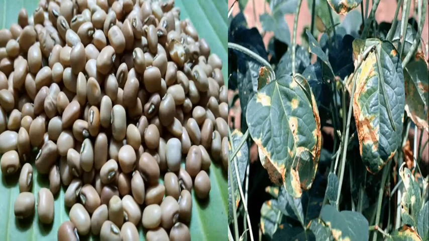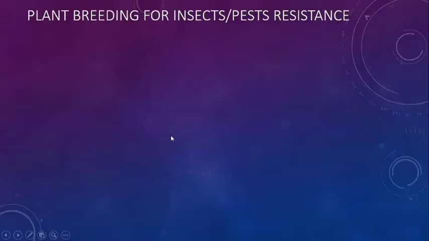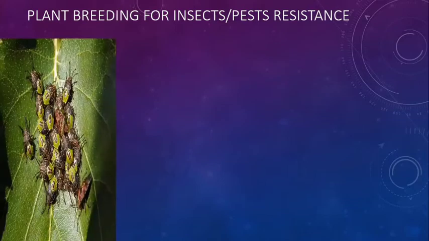So we'll go for the second point, plant breeding for insect pest resistance. These types of plants have resistant power against insects and pests. A large number of insects and pests also cause damage to crops, like pathogens. So insect and pest resistant crop varieties were developed through plant breeding.